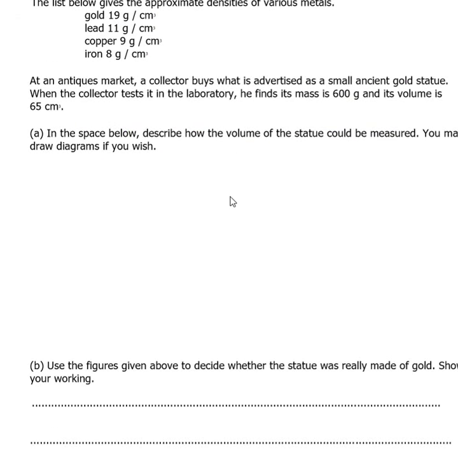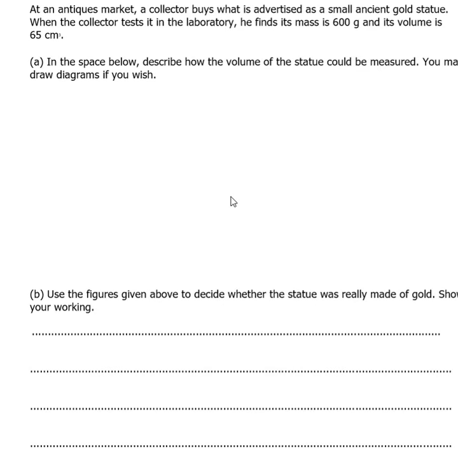Now, here's a good density question. Now, we've done this before. Describe how the volume of the statue can be measured. Now, we've done this in general revision, yeah? So you need to be careful of this.